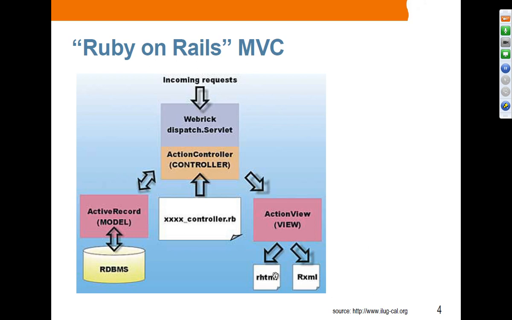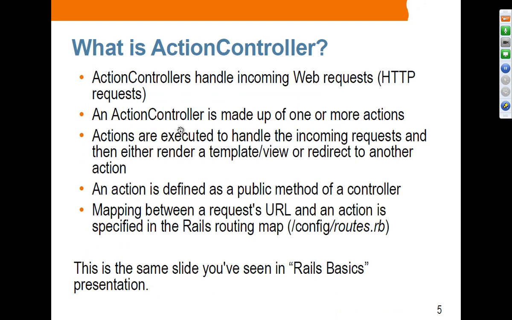So Action Controller plays the role of controller in the MVC framework. So we are talking about this. Okay, so basically it does perform these things. Again, this is the same slide that we have seen in the Rails Basics presentation. So a controller handles incoming web requests, and a controller is made up of multiple actions, as we have seen, and the actions are executed to handle incoming requests and then either render a template or redirect to another action. An action is defined as a public method of a controller, and also a mapping has to be configured in the routes.rb file.